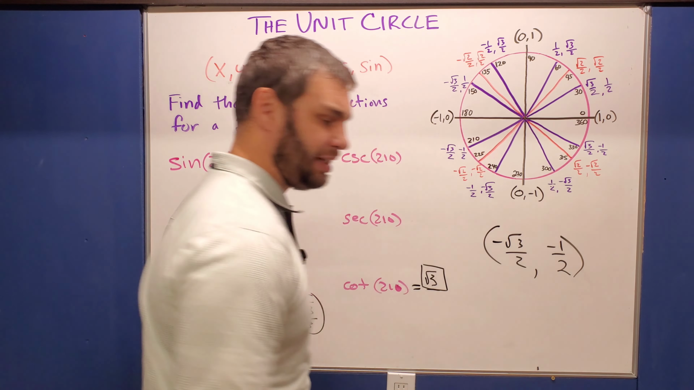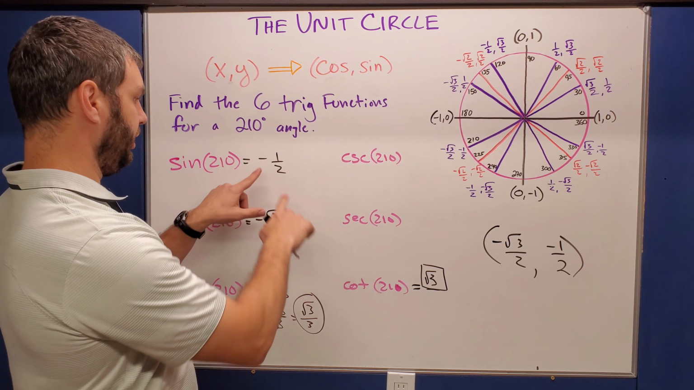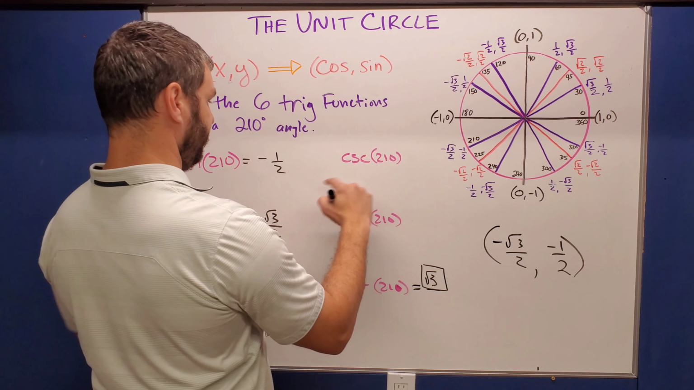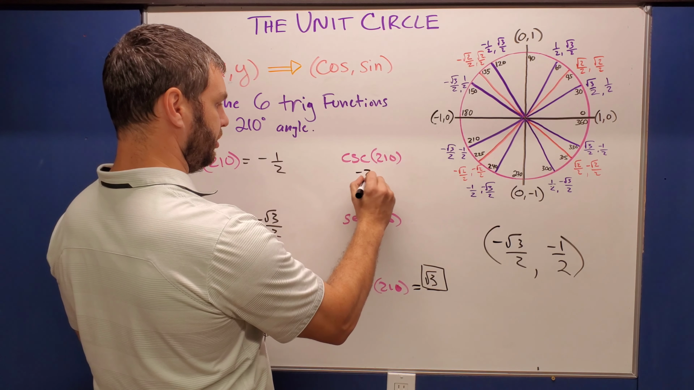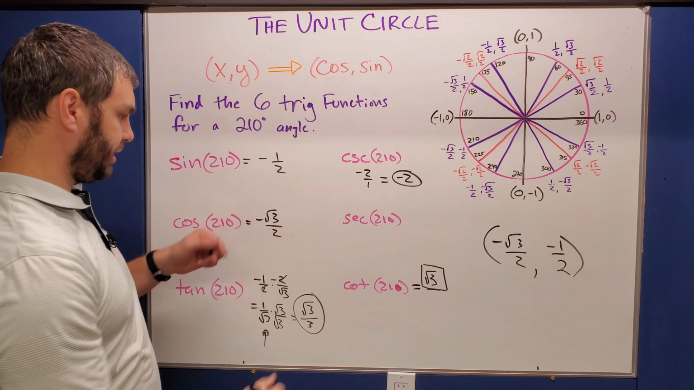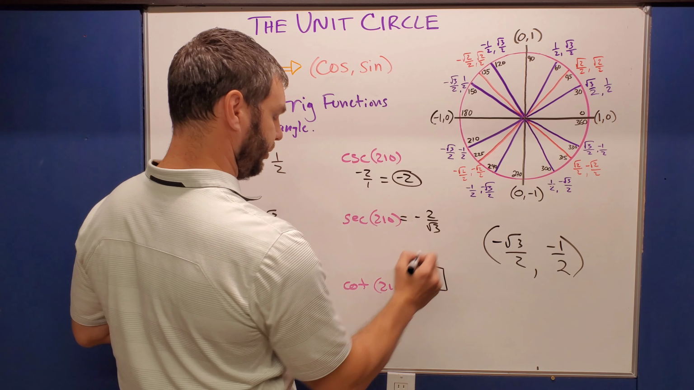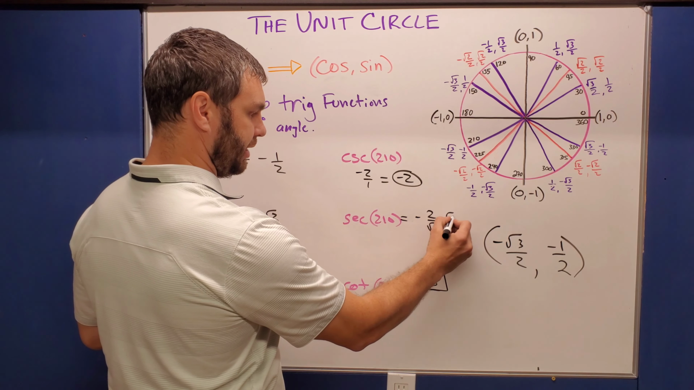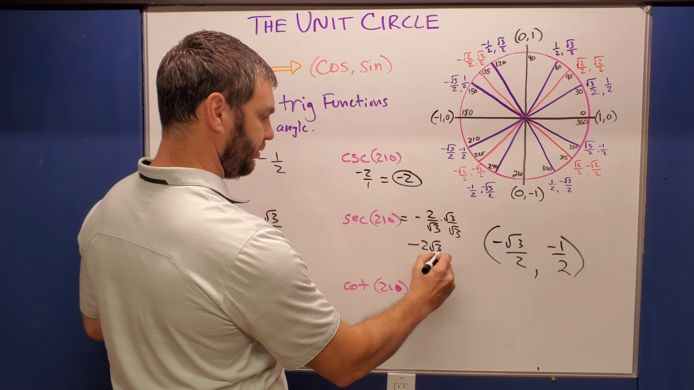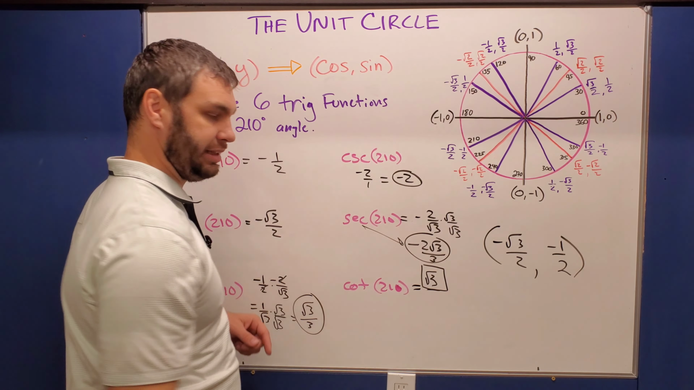Okay? Now for the other ones, I could just flip these fractions as I go. For example, sine of 210 was negative 1/2. If I flip that, this is going to be negative 2 over 1, which is a negative 2. Secant, I have to flip this one, is going to be negative 2 over the square root of 3, which I do have to rationalize that one. This is the last one, though. And that's going to give me negative 2 square roots of 3 over 3. Okay, so that's what secant is going to be.